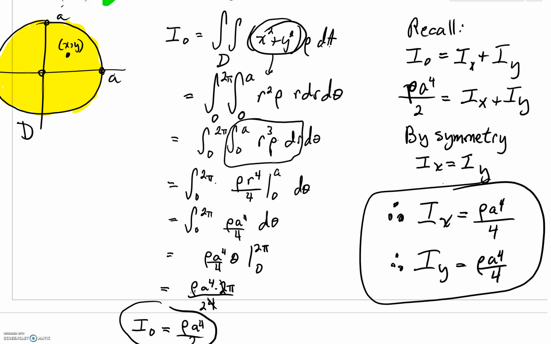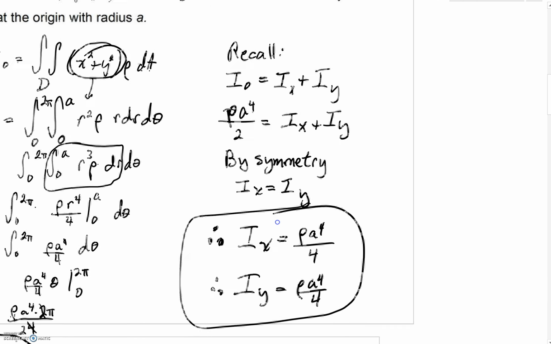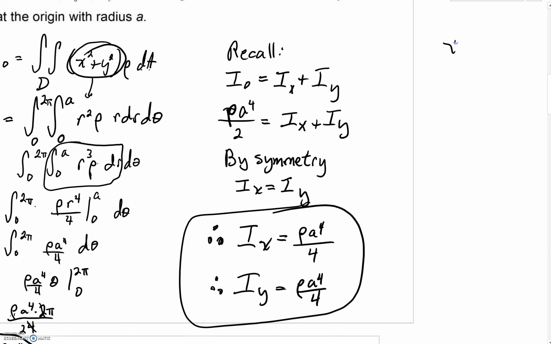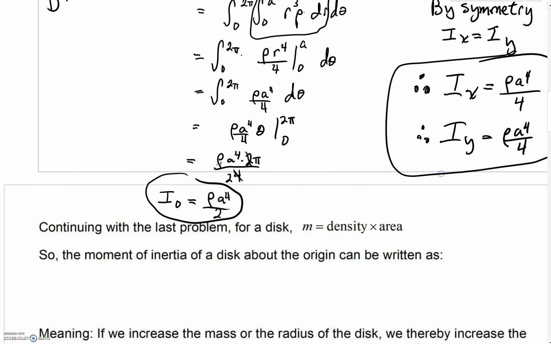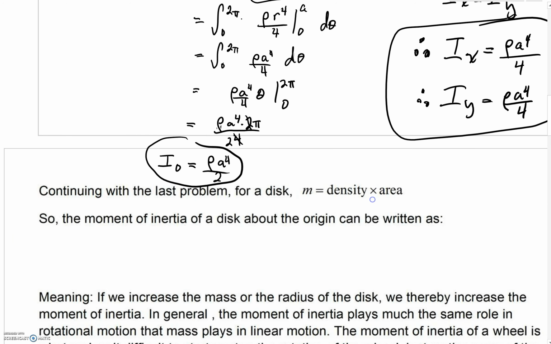What you would have had to do if you wouldn't have used the symmetry trick, you would have had x squared or y squared inside of your integral, and then of course you'd have to do a little bit more work to remember that x would equal r cosine theta or y would equal r sine theta, and you'd work from there. This is a much more clever trick here. So using symmetry, especially with something like a circle, can really help you out. So let's continue on with the last problem.